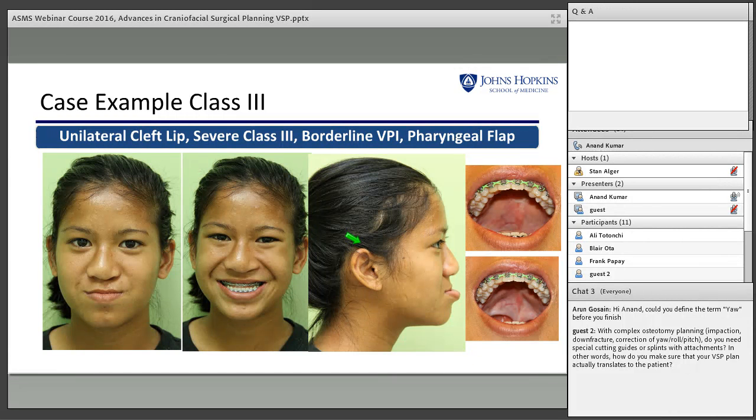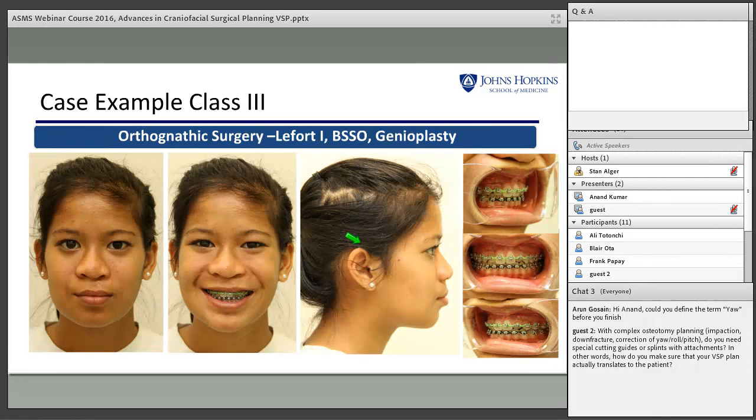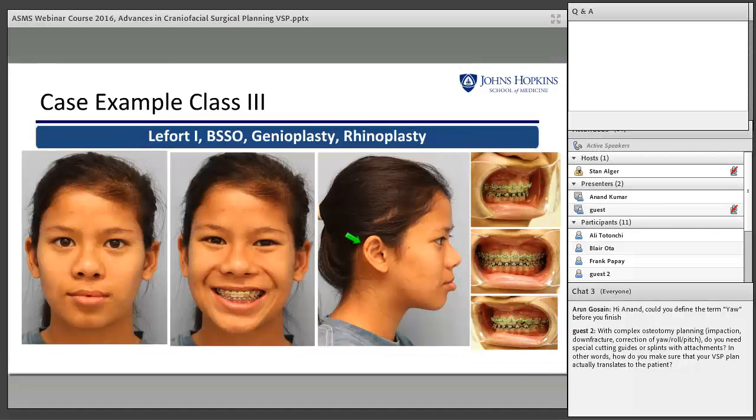Here's another example of a class 3 patient, pharyngeal flap, moderate VPI, sort of a typical situation, virtual surgical plan. After the Le Fort BSSO genioplasty, pretty typical type of result. Again, note the alar base widening despite alar cinch stitch, the lack of nasal tip correction, which is different than in non-cleft orthognathic nasal change. We wrote a paper in JCS looking at this issue. And here she is after rhinoplasty, right? You can see a pretty reasonable occlusal result.